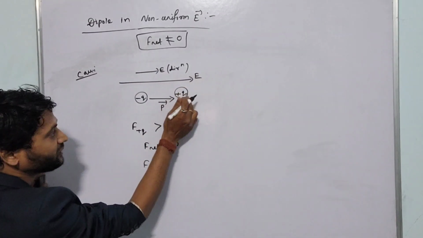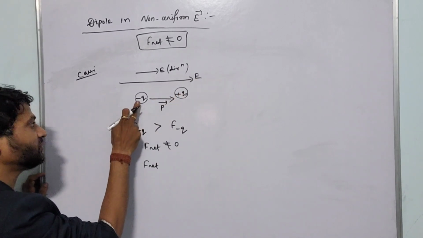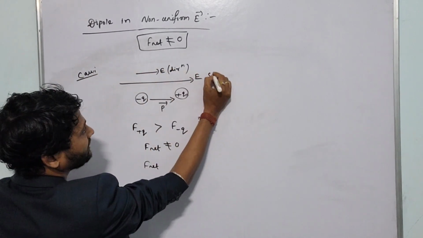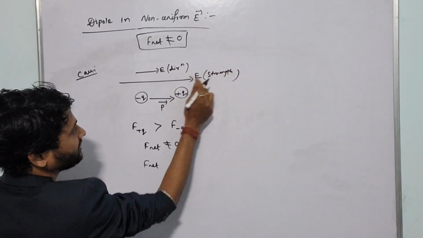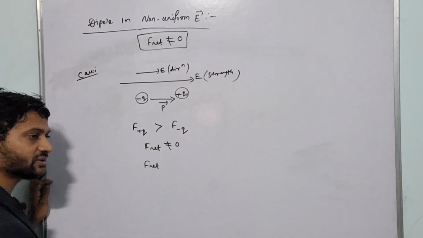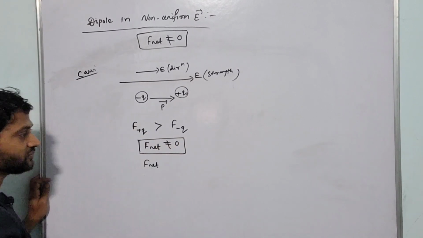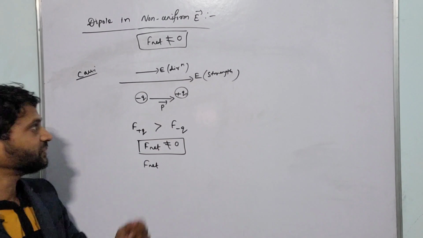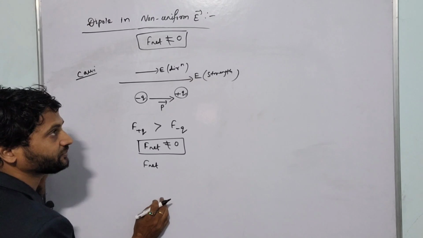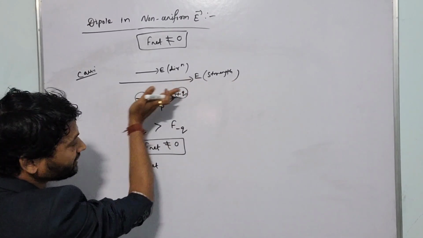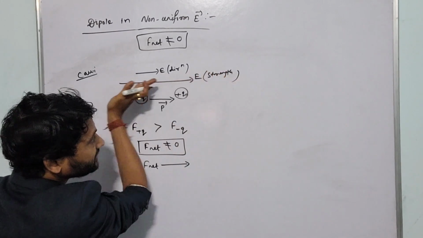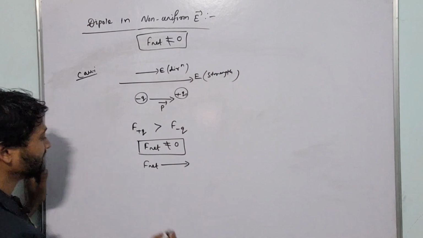See, the force due to the positive charge will be more than the force due to the negative charge. Since the field is different, I have already mentioned, the strength of the field increases from left to right. मतलब यहाँ पे field का strength ज़्यादा है, यहाँ पे कम है, मतलब force on plus q will be more than force on minus q. So net force is not 0. Now the point is, what is the direction of net force? Obviously the direction of net force is along the force experienced by the positive charge. मतलब net force का direction क्या है? Along the direction of the electric field, मतलब increasing electric field.